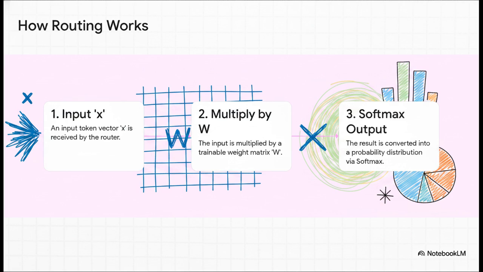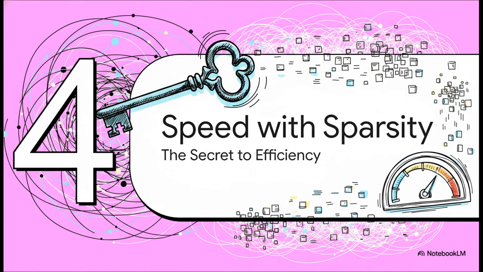And finally, we push those raw scores through a softmax function. All softmax does is turn that messy list of scores into a clean probability distribution, a nice set of percentages that add up to 100. And that probability distribution, that is the key to the whole thing. Because with that in hand, the model can now enforce something called sparsity. And believe me, sparsity is the secret ingredient that makes MoE so incredibly efficient.